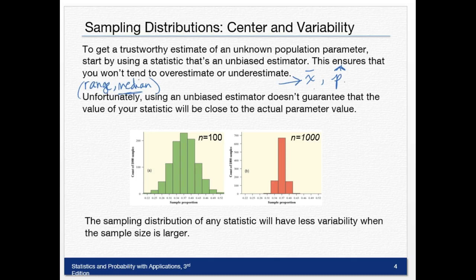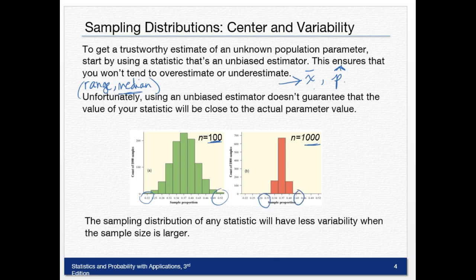Unfortunately, using an unbiased estimator doesn't guarantee that the value of your statistic will be close to the actual value. So here's what's happening. Look at this histogram. If this is a sample size of 100, notice how spread out things get, okay? It's still normal in shape, but they're pretty spread out. Look, the range goes from 0.22 to 0.52, all right? Now, if I do 10 times that many samples, with 1,000 samples, and I take the mean of all those samples, whatever it is I'm estimating, look what happens to my histogram. It got really skinny, and the range of values got very, very small, okay?